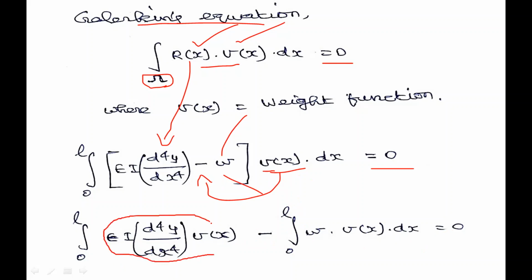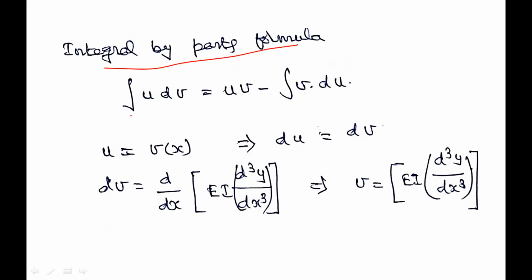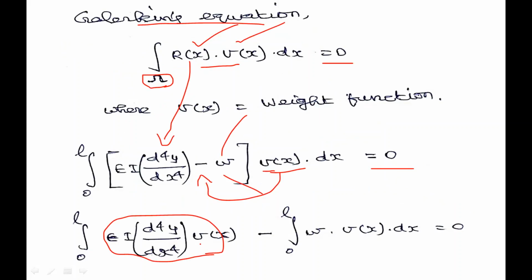This fourth order differential operator is present inside the integration, so this is called an integro-differential equation. By applying the integration by parts formula, we can reduce this fourth order differential operator. Integral u dv is equal to uv minus integral v du. For our case, what is u? u is v of x, and dv is d by dx of d³y/dx³. We will take the EI also inside the differentiation, so dv will be d by dx of EI d³y/dx³.